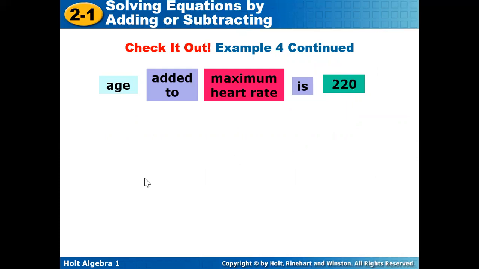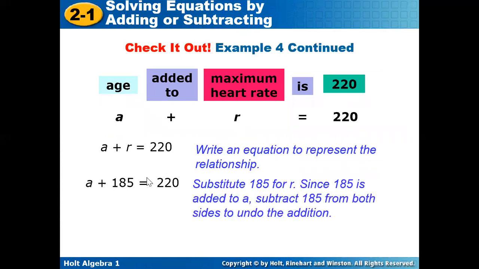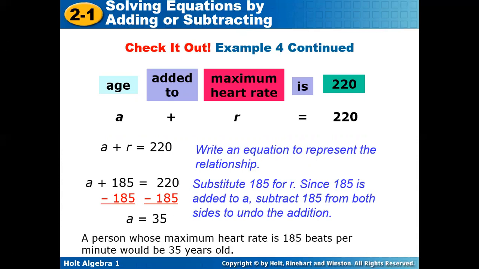So we can think about this again. Age plus your maximum heart rate equals 220. So plug in what they gave us, which was the maximum heart rate, and we're looking for a person's age. Now that we have this equation written out, we can do the opposite operation and find out that that person is 35. All right. So now we're going to jump to solving problems by multiplication and division.